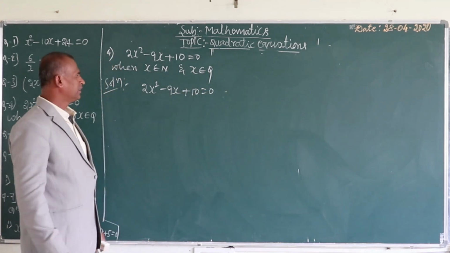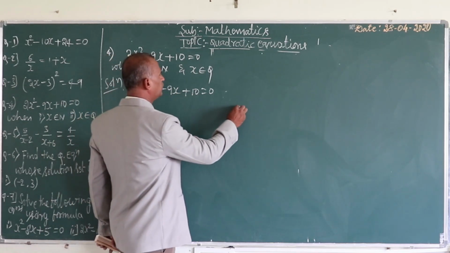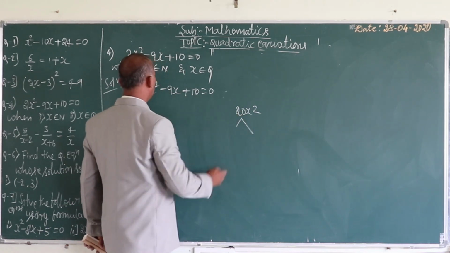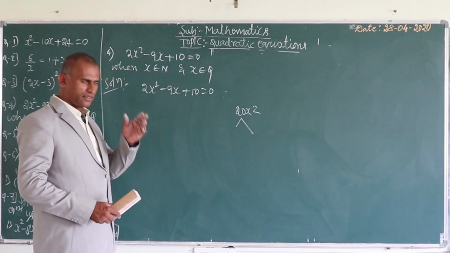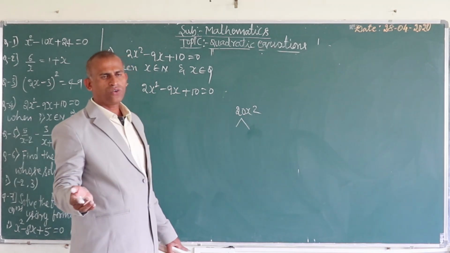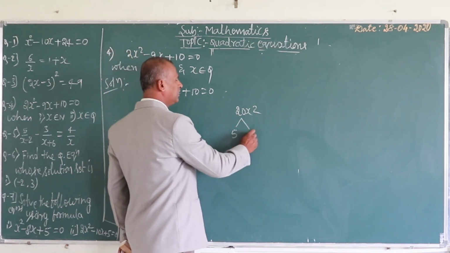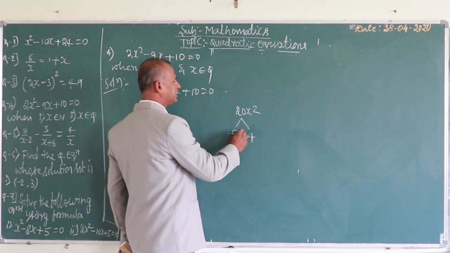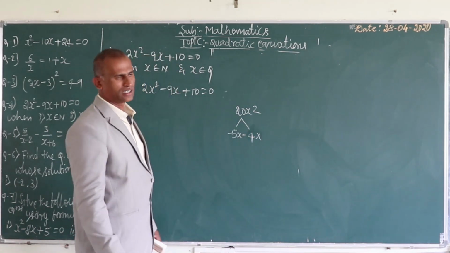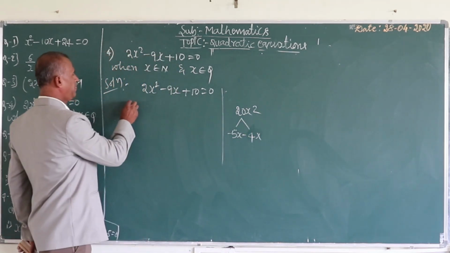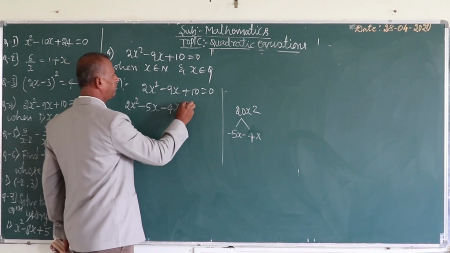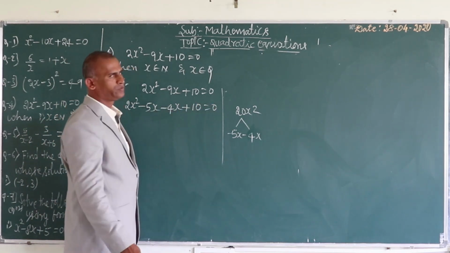Now we multiply by our same procedure: 2 times 10 is 20, x square as it is, plus 10 as it is. Now here 9 is there; how will it come? We know 5 times 4 is 20, both will be minus, minus into minus is plus, 5 times 4 is 20, x into x square. You can write directly now: 2x square minus 5x minus 4x plus 10 equals 0.